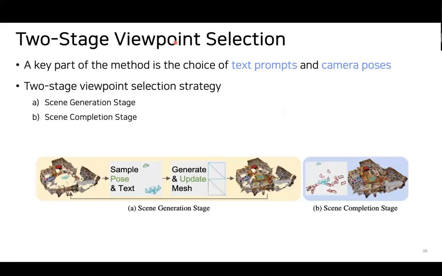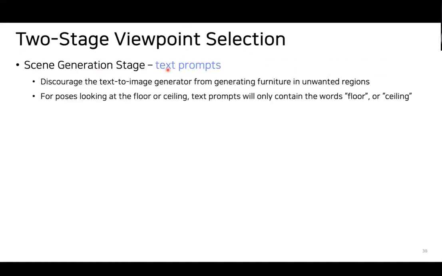The proposed final method is camera pose or viewpoint selection for each of the 2 stages, plus choice of text prompt. First, regarding the text prompt, we need to discourage the text-to-image generator from generating furniture in unwanted regions. For example, at poses looking at the floor or ceiling, the text prompt will only contain the word floor or ceiling and no furniture.